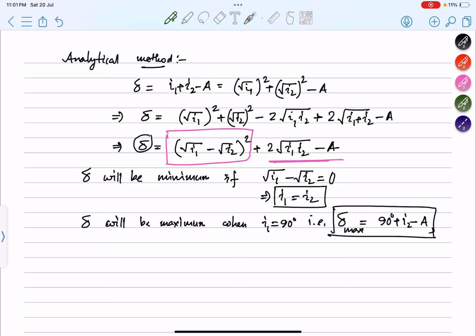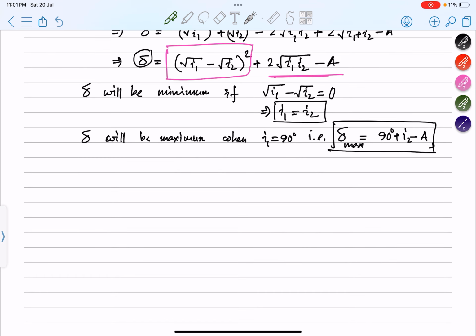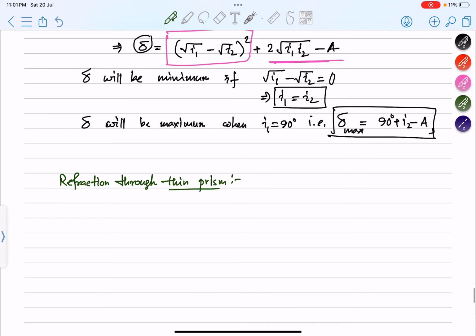Now let us consider a special case, that is refraction through a thin prism. If the prism is thin, I'll be considering two special cases here. One is for a thin prism, and the second consideration will be for normal or near normal incidence.